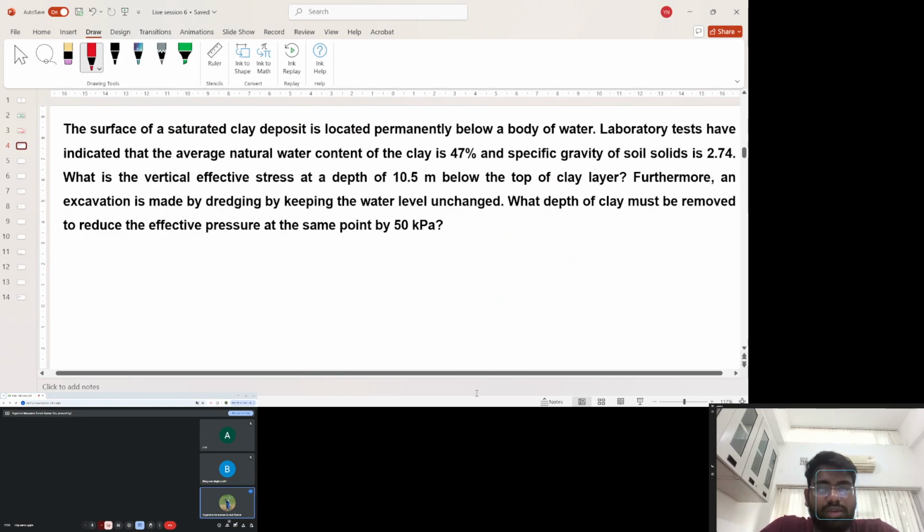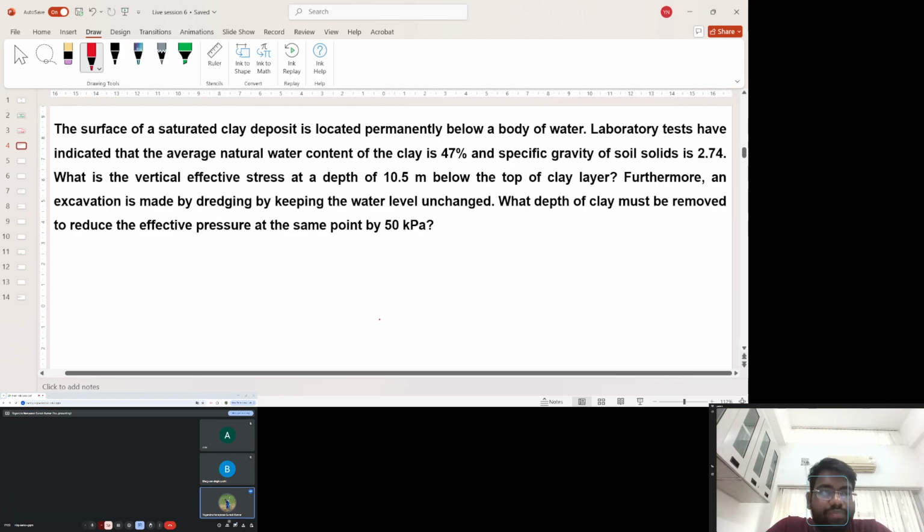So this is one of the interesting questions. I think we will enjoy solving this question. The surface of a saturated clay deposit is located permanently below a body of water, and the laboratory tests have indicated that the average natural water content of the clay is 47%, and the specific gravity of soil solids is 2.74. The first question is, what is the vertical effective stress at a depth of 10.5 meters below the top of the clay layer?